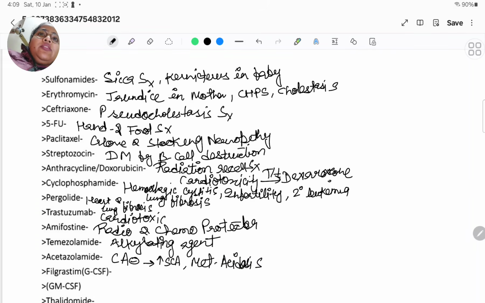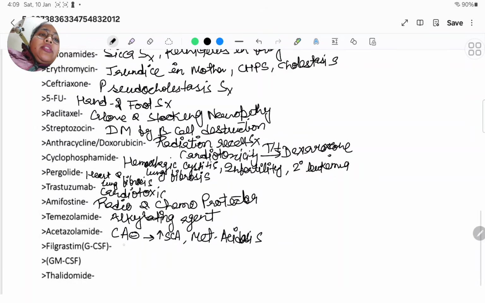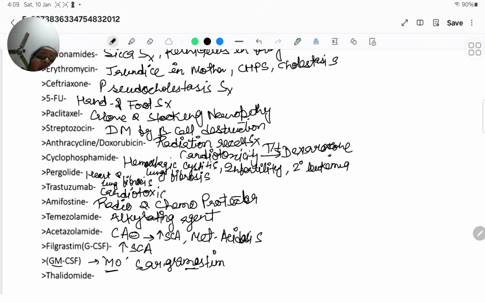Filgrastim, that is G-CSF, also increases the risk of sickle cell crisis. Okay, and GM-CSF is MO. GM-CSF contains MO, so sargramostim, MO. Okay, GM-CSF.